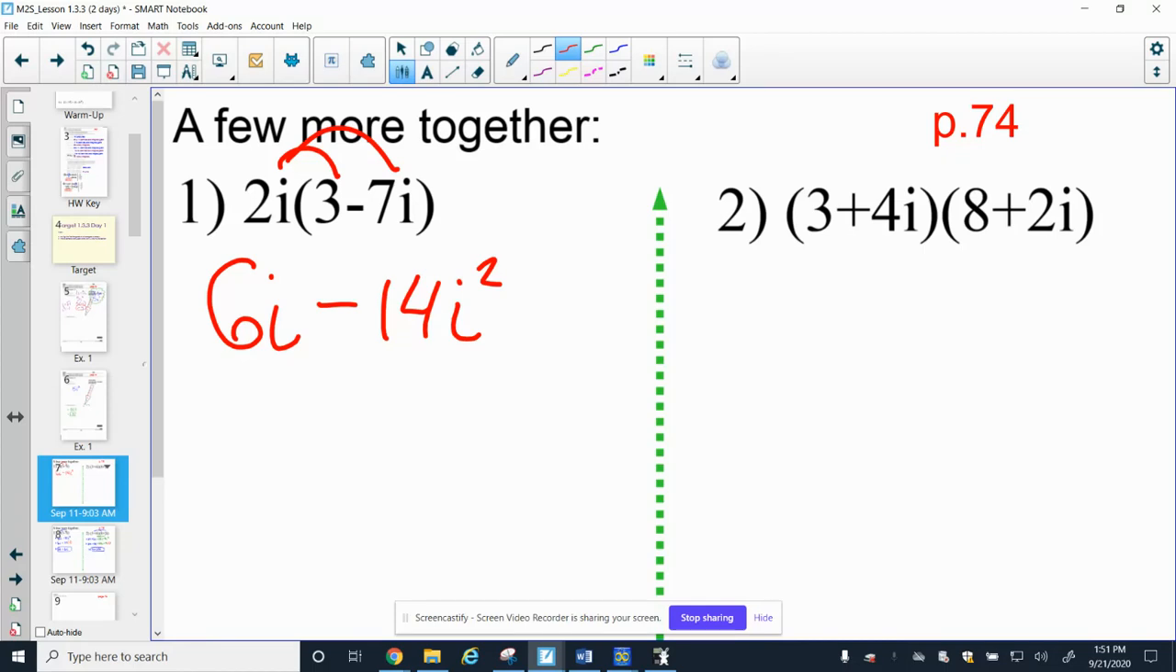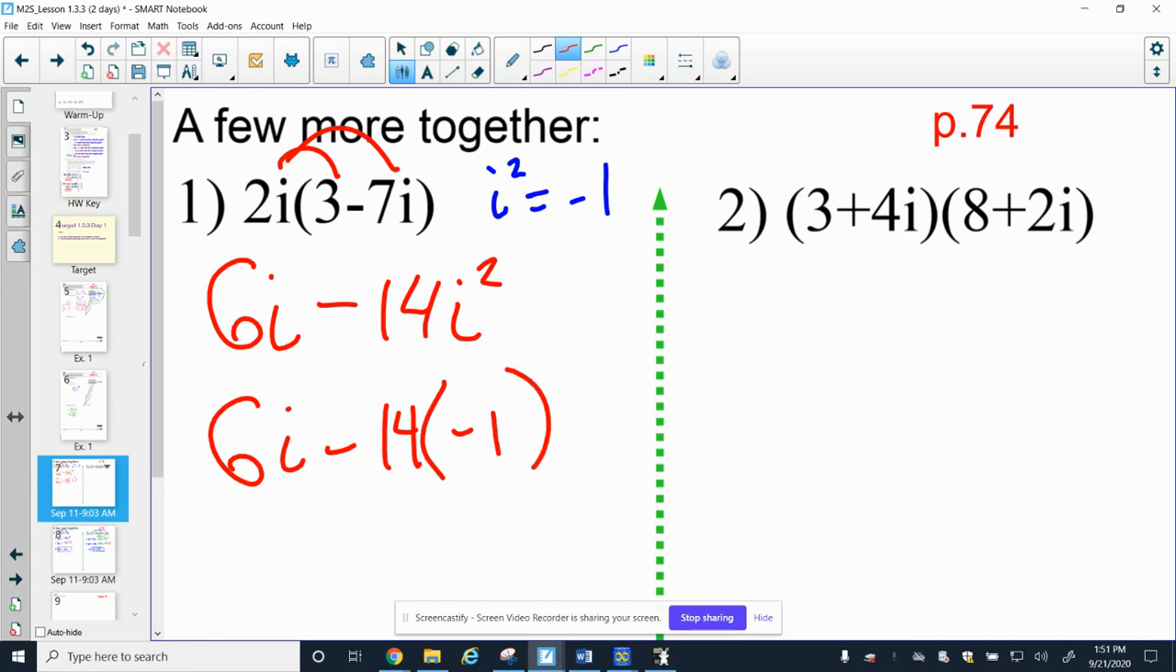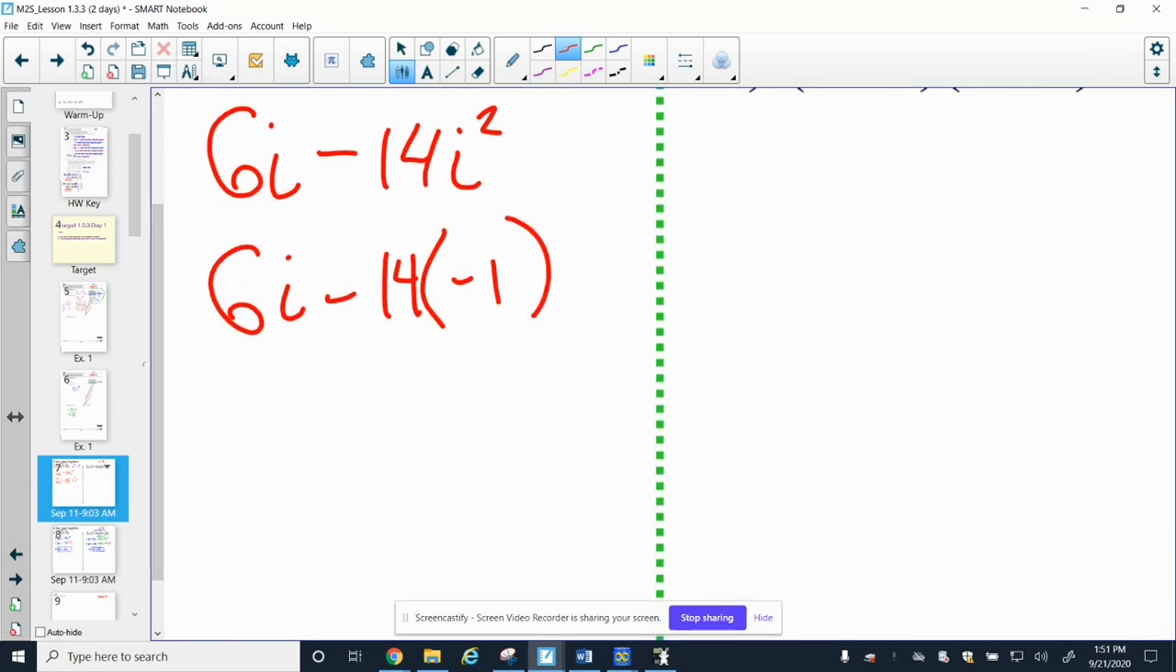is i squared. We're not done though. We have a power of i in there. We're never going to leave our result with a power of i in it, because we know from last week that we can always simplify that. Here we have i squared, and again we remember that i squared is just -1. So we have 6i minus 14 times -1. Let's keep simplifying. We still have 6i, and -14 times -1 would be plus 14.